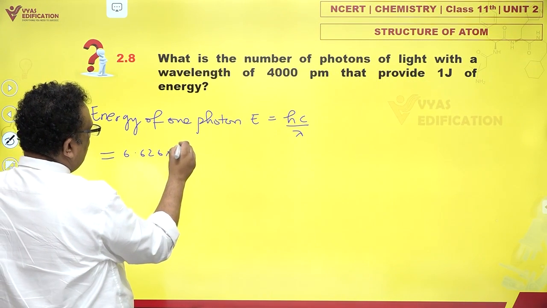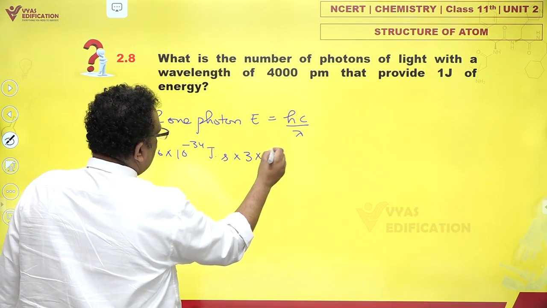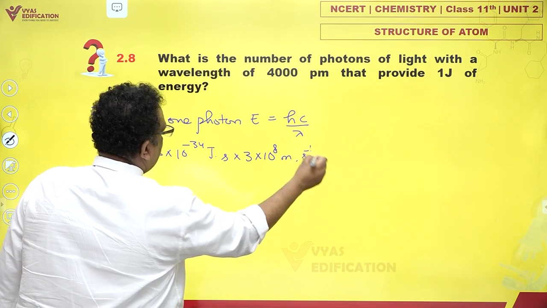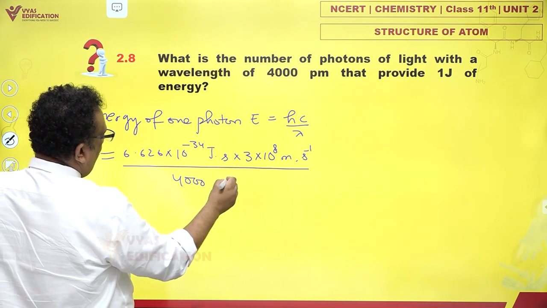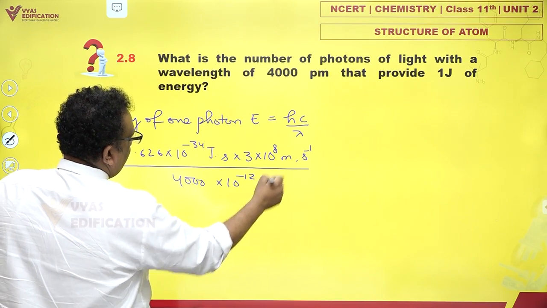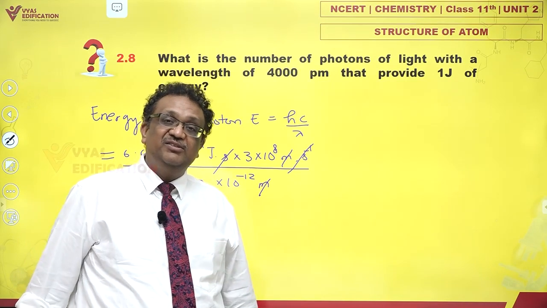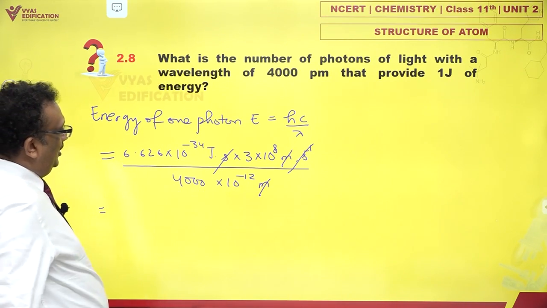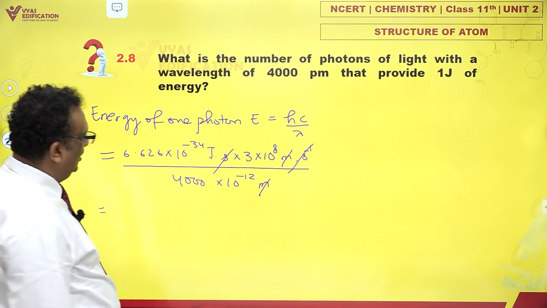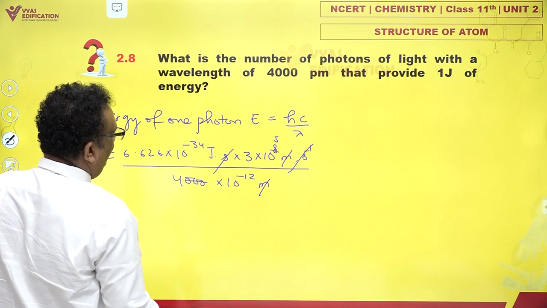6.626 into 10 raised to minus 34 joule second, 3 into 10 raised to 8 meters per second, by lambda. How much is this lovely lambda? It is 4000 picometer. Please see, I am cancelling the units as if I am cancelling the numbers, and that's very important. How much does that give me? Well, 3 zeros gone. This stands to 5.